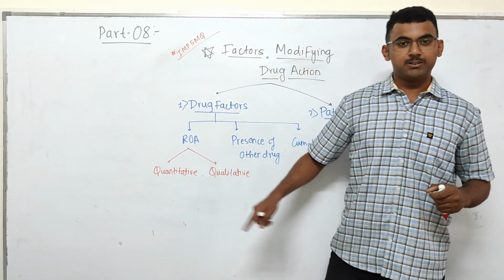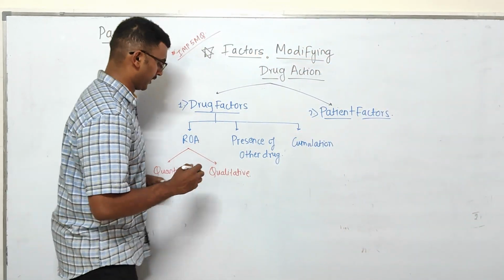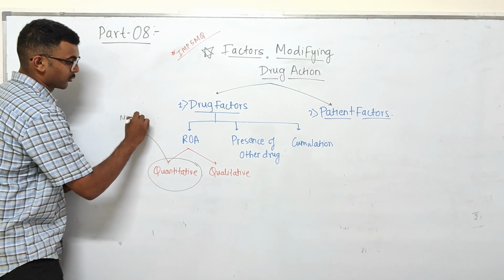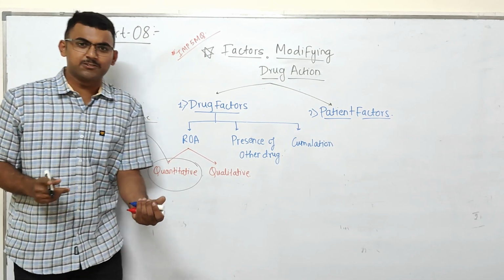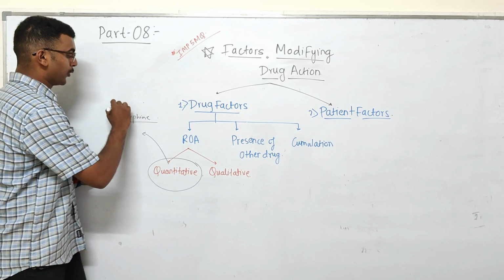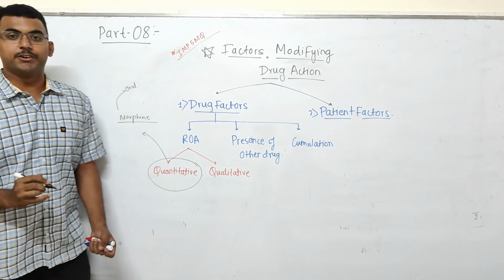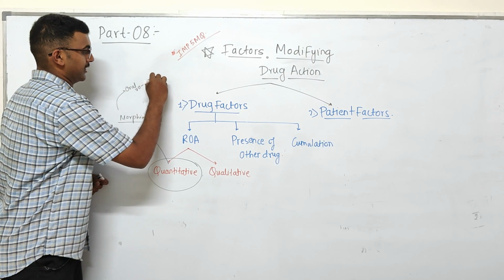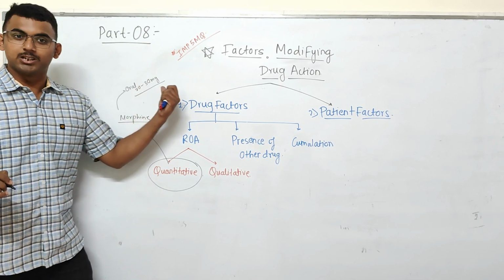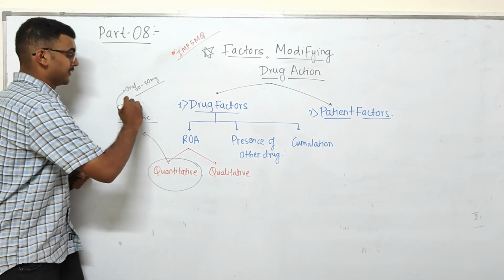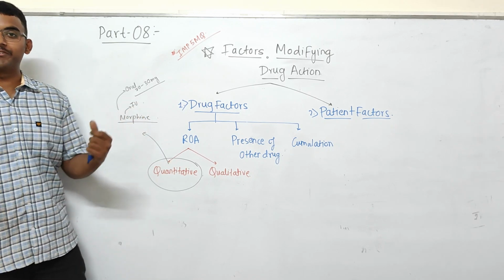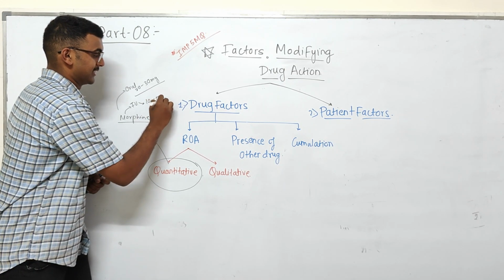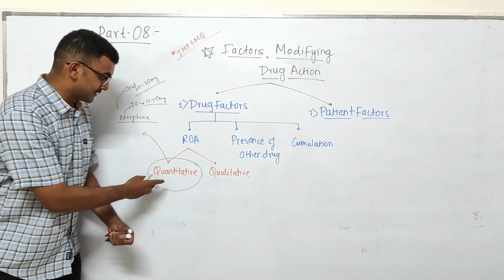So what does the quantitative factor mean? Let's understand with an example, morphine. Morphine is a sedative drug, yes or no? When you give morphine by the oral route of administration, you will give approximately 20 to 30 mg. But the same drug, when you give it in the form of IV, we have to reduce the dose to 10 to 15 mg. This is what is called the quantitative factor.